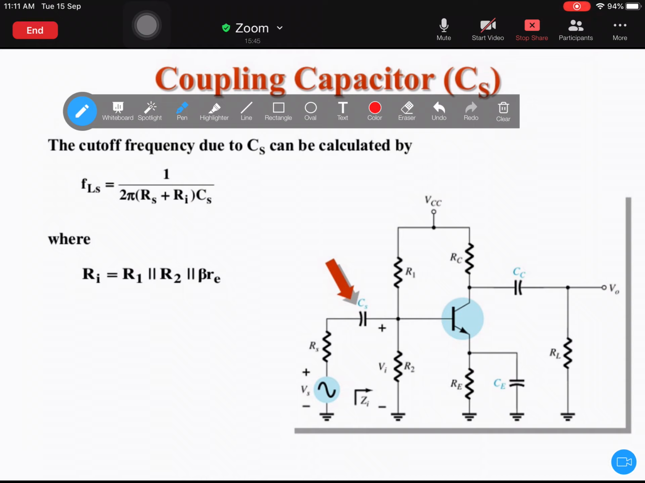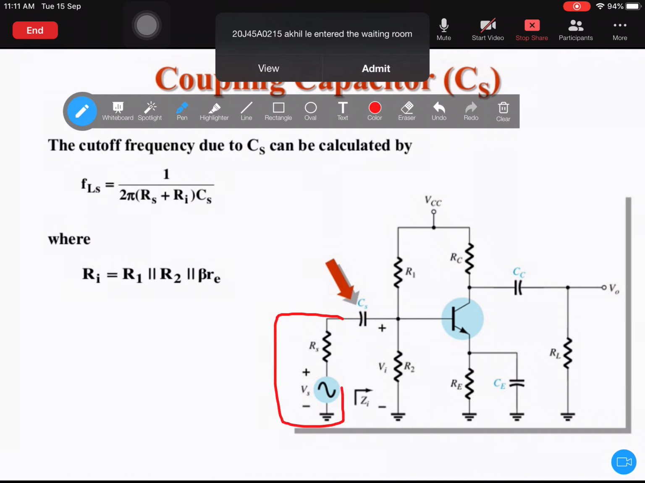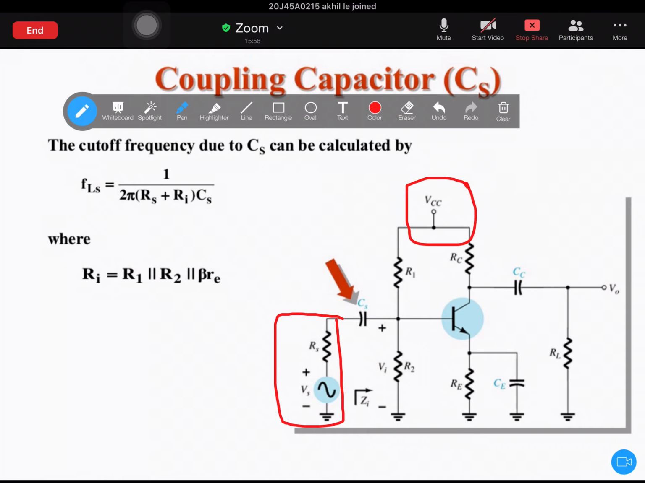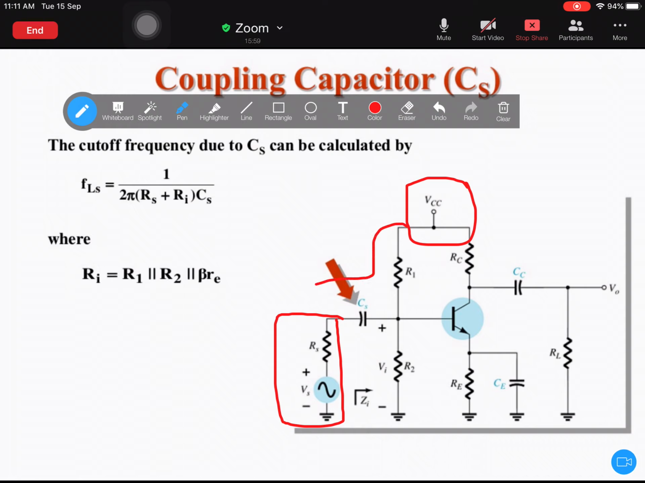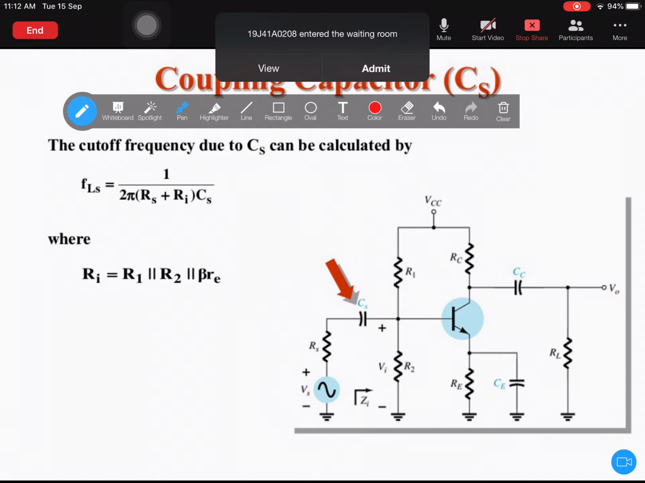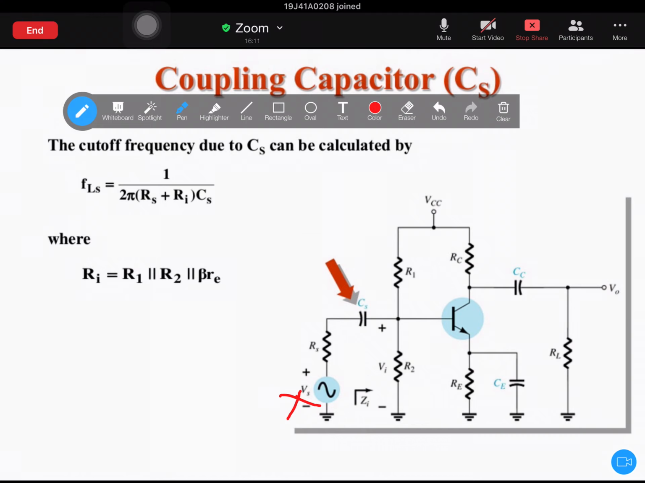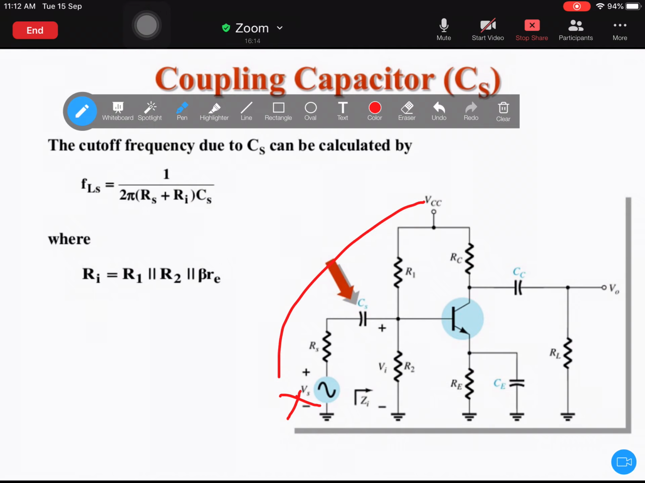it will try to isolate the AC input side from the DC biasing voltage, so that the current flowing from the DC biasing voltage source will not affect the input voltage source. When the voltage source on the input side is absent, there is a chance of current flow from VCC to here if there is no capacitor. But if there is a capacitor, it will try to block that current flow. So that is the reason we use this coupling capacitor, one of the main reasons of using it.